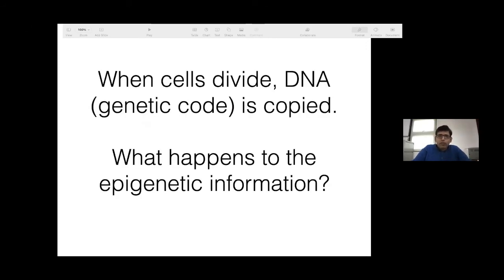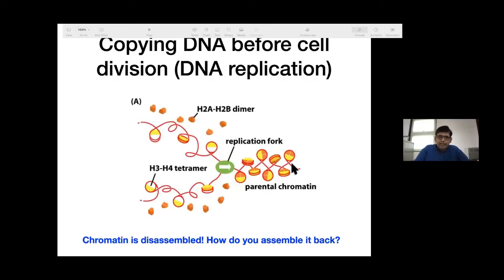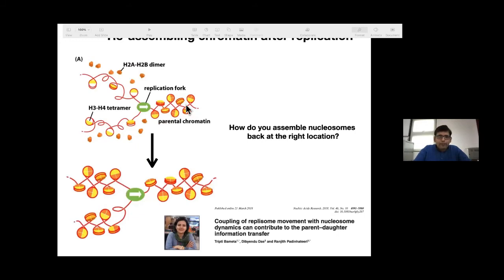As you all know, when the cells divide, DNA is copied, but what happens to the epigenetic information? During replication, the process of copying DNA, the whole chromatin is disassembled. And after replication, the chromatin has to assemble back. So how do you assemble back the chromatin once it is completely disassembled? Because there is some information buried in chromatin on how and when to read genes. So the question is about reassembling chromatin after replication.